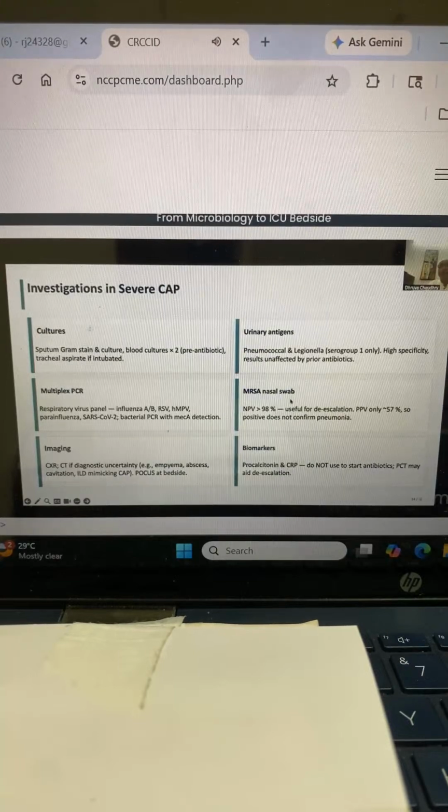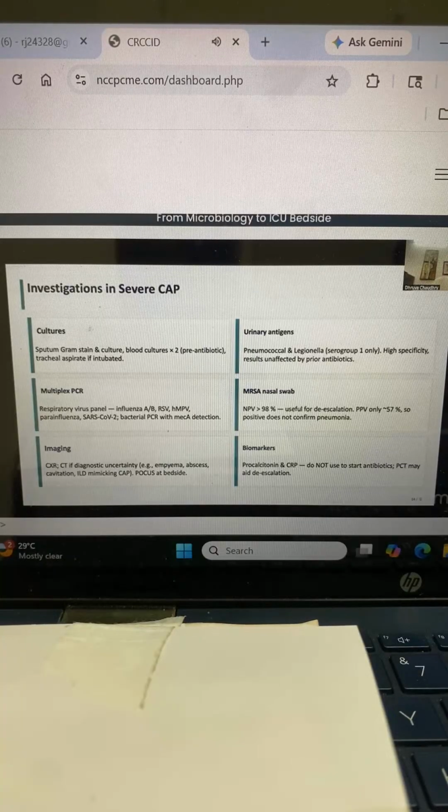In this group of patients, ideally you should think in terms of doing a urinary antigen test. An MRSA nasal swab may probably be done if the person has a history of repeated infections of the skin, boils, etc. And if the nasal swab is negative, practically you can rule out MRSA.